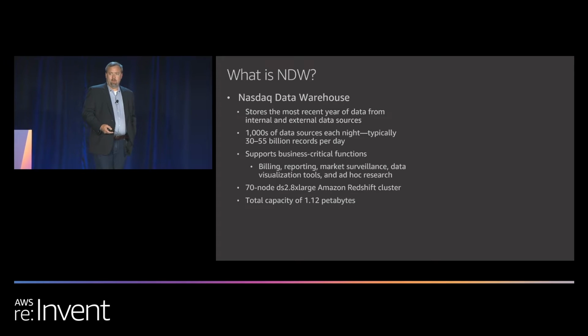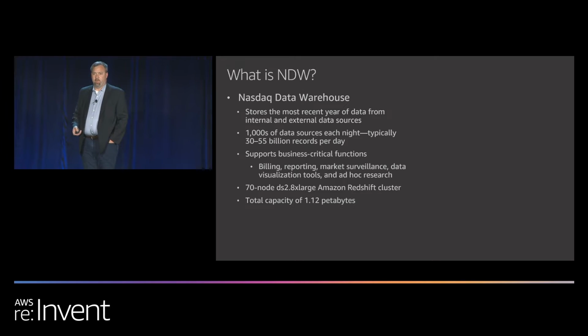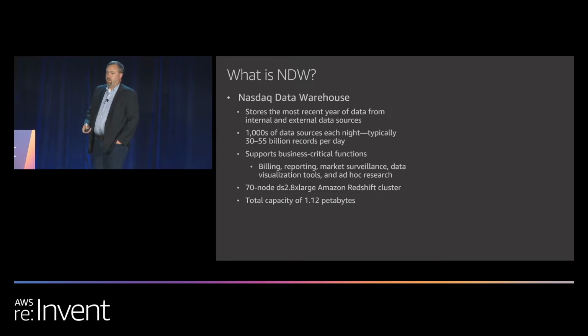The data warehouse itself is a 70-node DS2 8XL Amazon Redshift cluster. Each of those nodes has 16 terabytes of storage capacity, adding up to a total capacity for the cluster of 1.12 petabytes. And we typically operate that at about 90% capacity.